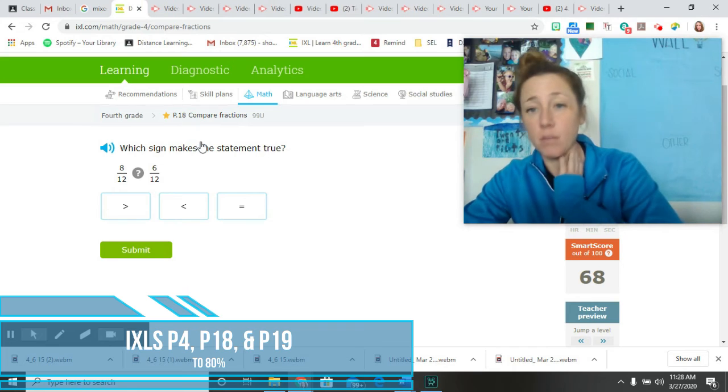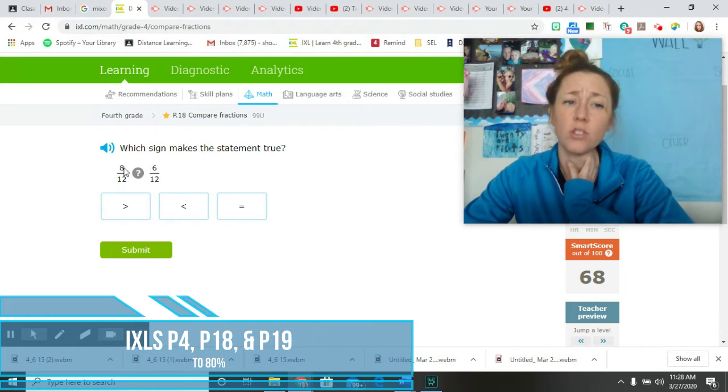Which sign makes the statement true? This is a little bit different. So I have 8 twelfths and I have 6 twelfths. The denominator is the same, so it's just saying which one do I have more pieces of? Well, I have more if I have 8 out of 12, right? So I'm going to choose this one.